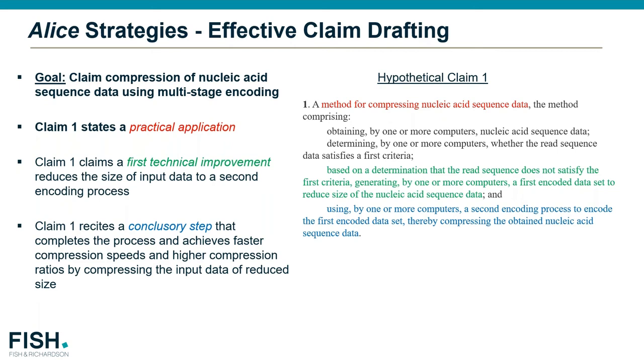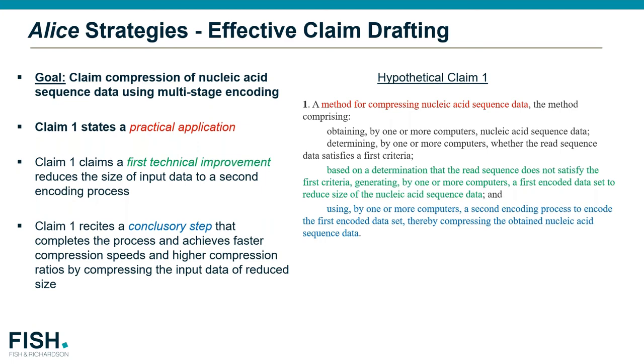So here is just a hypothetical claim for compressing nucleic acid sequence data. This hypothetical claim performs an initial encoding stage on nucleic acid sequence data and then compresses the initial encoding of the data. The idea being that, in this hypothetical example, the input to the compression algorithm is smaller, leading to subsequently smaller compressions and then faster compressions. So here you can see in red a practical application in the preamble, a method for compressing nucleic acid sequence data. And you can argue that maybe the claim in the Stanford case had that.